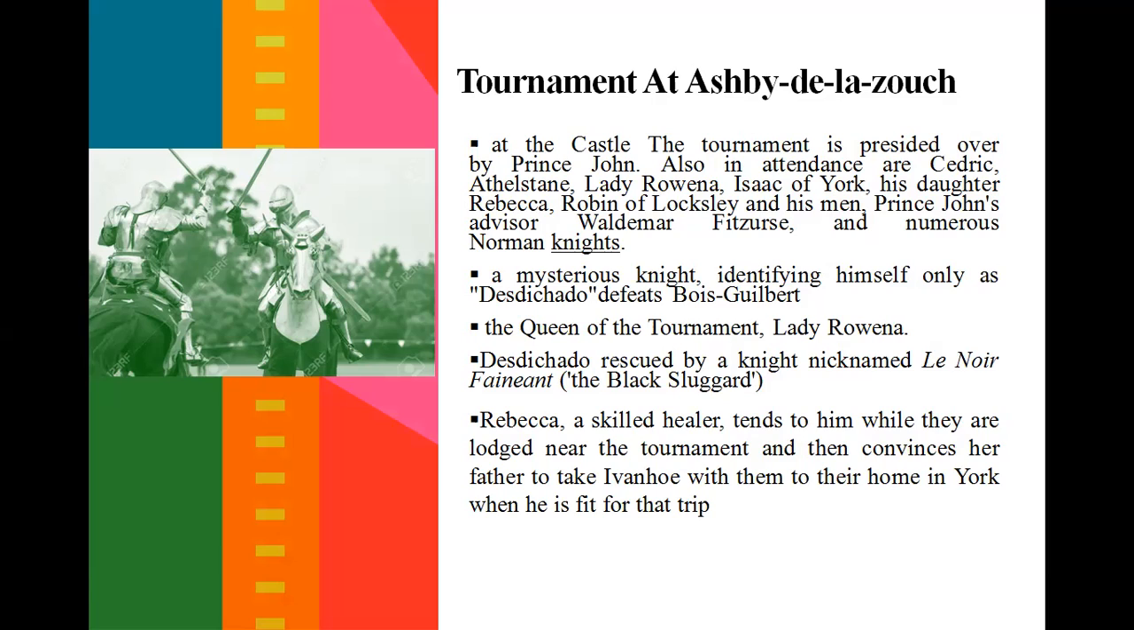So he is in disguise. He appears in the tournament and he defeats Brian de Bois-Guilbert. And there was this individual jousting. Jousting was a Middle Ages sporting fight in which two opponents sit on the back of a horse and fight with their lances, as you can see in the image. This is called jousting. So in this individual jousting, he defeats Bois-Guilbert.